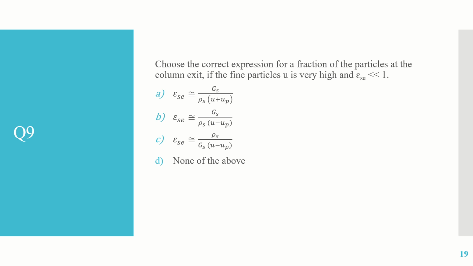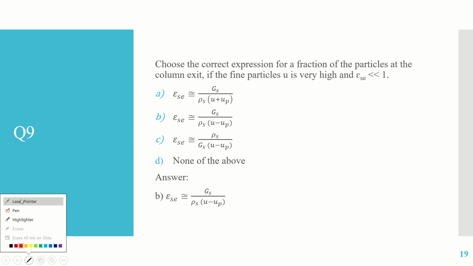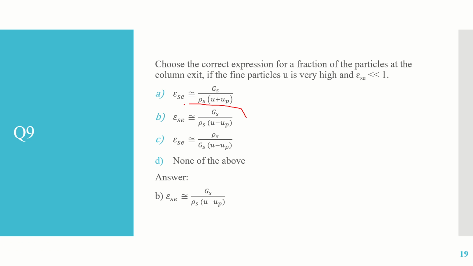So in this question it is asked to find the fraction of particles at the column exit, that is epsilon SE, if the fine particles' velocity is very high and epsilon SE is very much lesser than 1. So the answer is option B, epsilon SE is approximately equal to GS by rho S into U minus UP. So in question 9 you need to find epsilon SE.